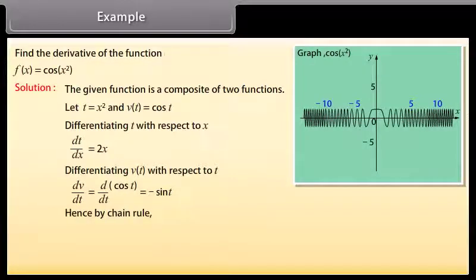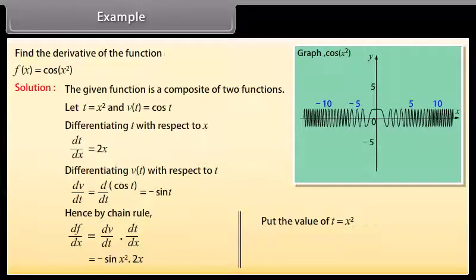Hence, by chain rule, d by dx of f is equal to d by dt of v into d by dx of t is equal to minus sin x square into 2x. Put the value of t is equal to x square, it is equal to minus sin x square into 2x, which is equal to minus 2x into sin x square.